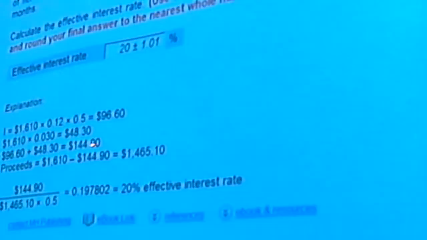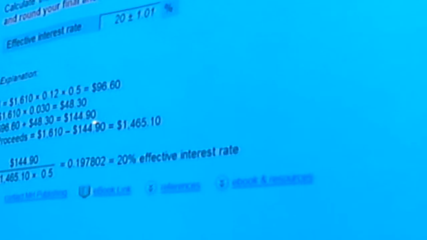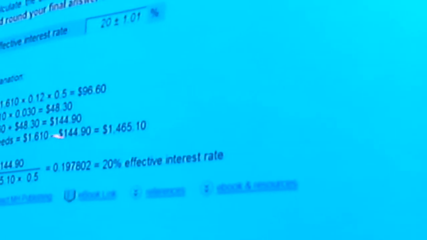So interest, let's just plug things in. Interest, $144.90. Remember that includes the 3% fee. And then proceeds, P, which we got in this step. And then last but not least, 0.5, which is the time, 6 months. And you get this long number here.